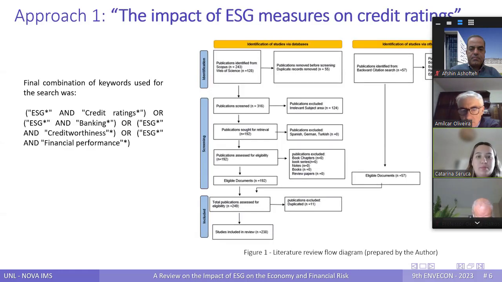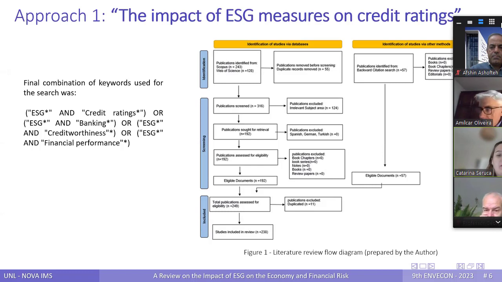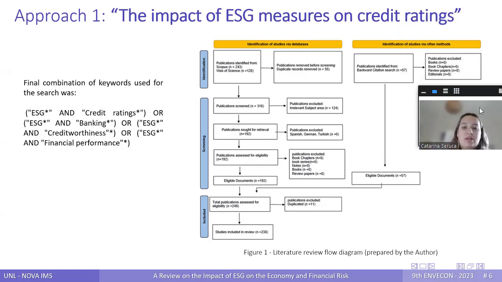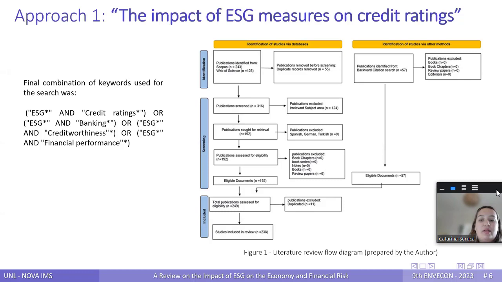And we'll start now with the first approach that focuses on the influence of ESG measures on the creditworthiness of a debtor. The methodology employed for assessing the effect of ESG measures on debtors' creditworthiness will involve an examination of the impact of ESG on credit ratings. Firstly, it was carried out a search on Scopus and Web of Science, from which the most important articles were selected, resulting in 238 articles for content analysis. And here we also present you the combination of keywords used for this search. We have keywords such as ESG, credit ratings, banking, creditworthiness, and financial performance.